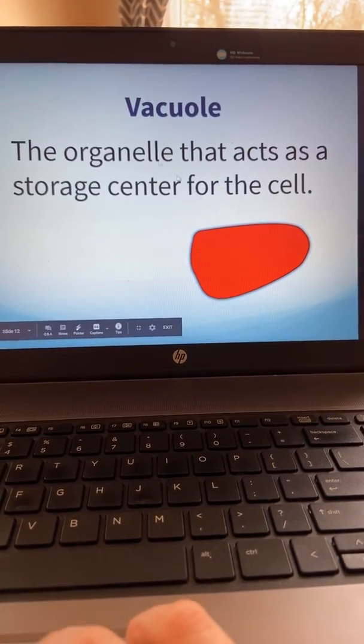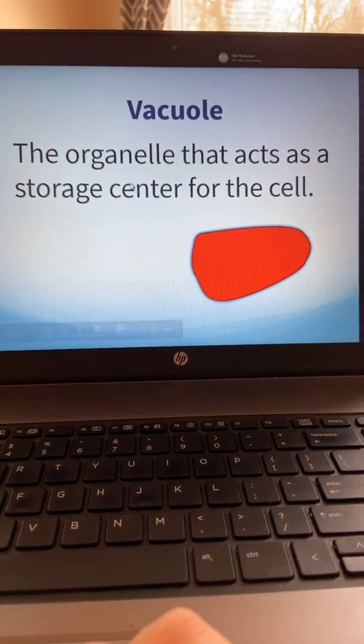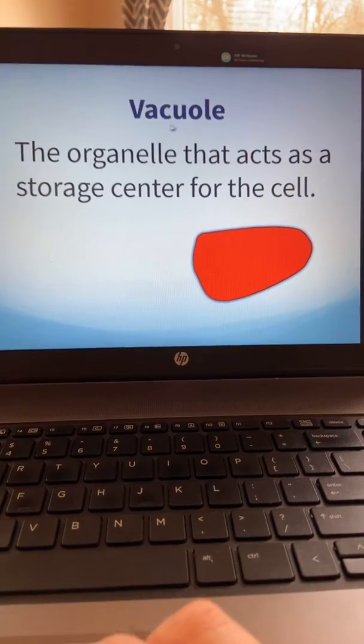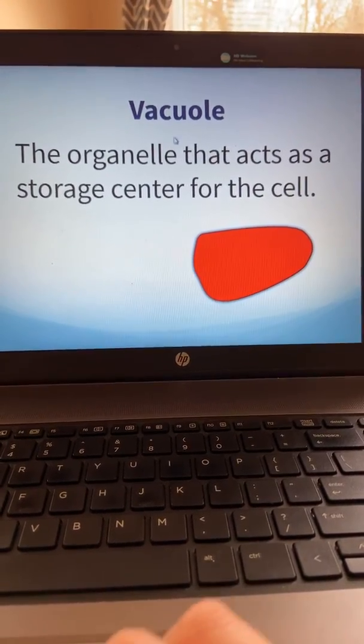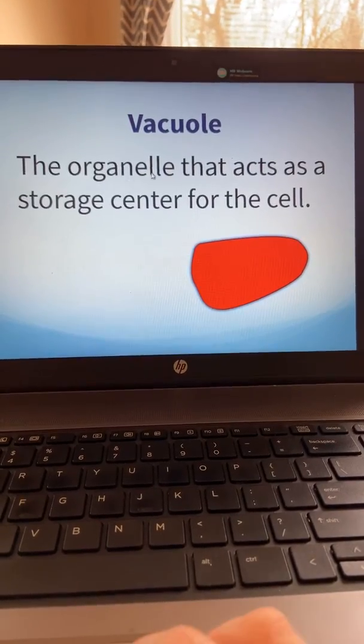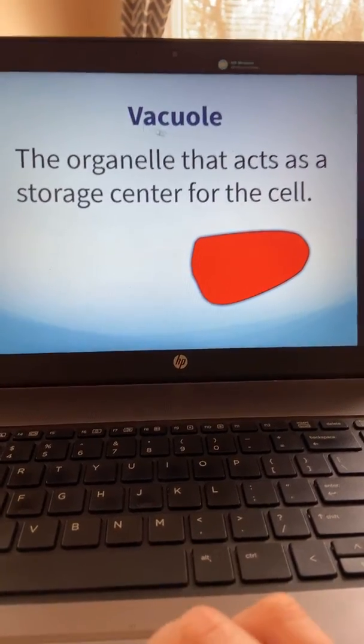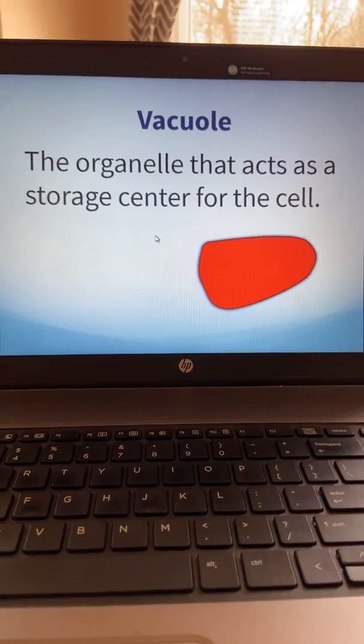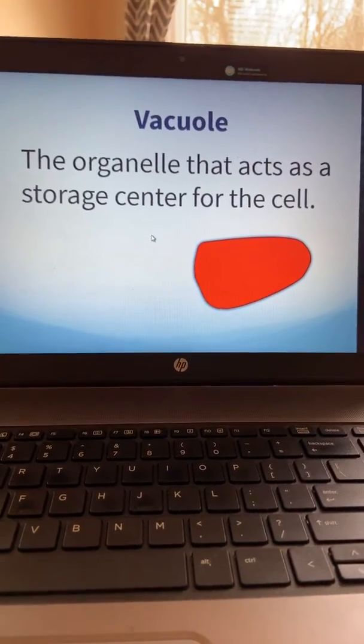The vacuole is the organelle that acts as a storage center for the cell. I think of it like a vacuum that stores all the dirt. So the vacuole stores things for the cell. If you have a different way of thinking of that, you can use that different way.